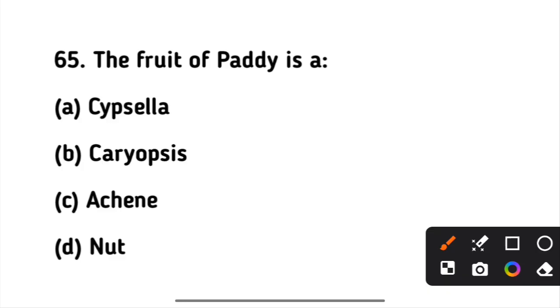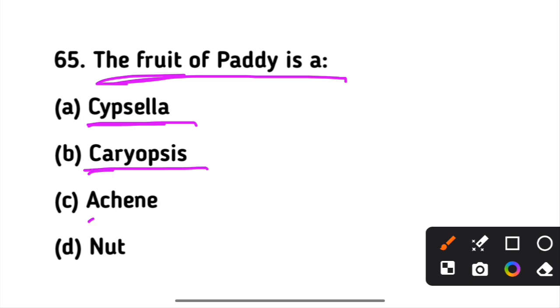The fruit of paddy is capsule, caryopsis, echinate. Option B is correct, caryopsis. The fruit of paddy is a caryopsis.